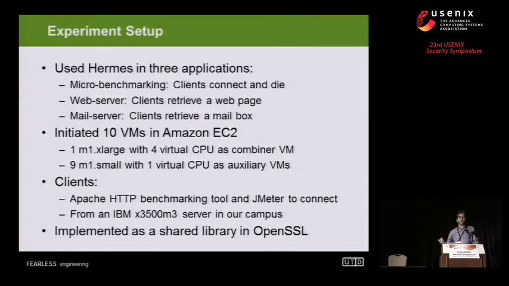Now the question is what the overhead of this idea was. We ran some micro benchmarks and then two applications, a typical web server and a mail server application. We ran this in a real Amazon environment. We got one large EC2 instance and 9 small ones. We used the Apache HTTP benchmarking tool and JMeter for the mail server. On our campus, we have a server that can simulate multiple clients at the same time. All of this implementation is done as a shared library in OpenSSL, so we didn't change OpenSSL.